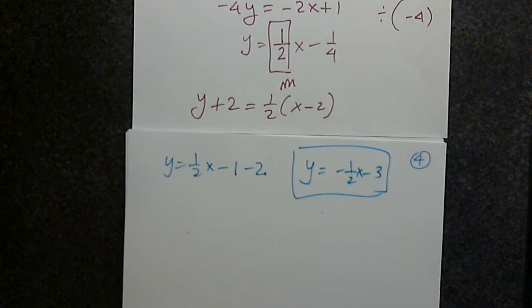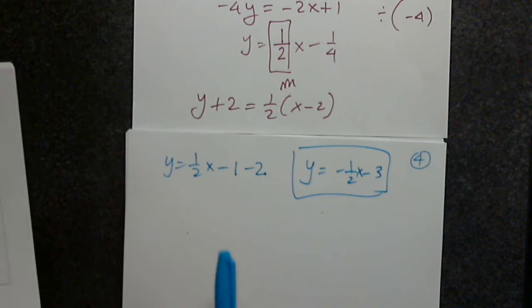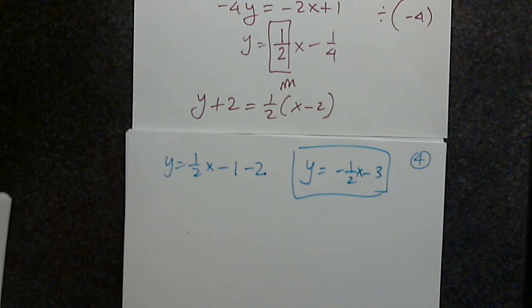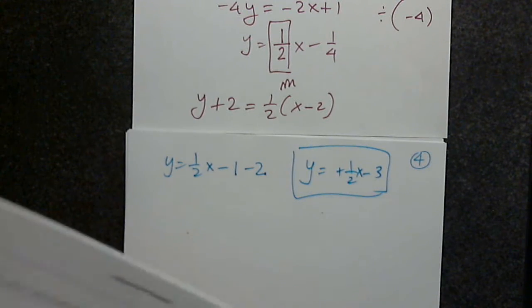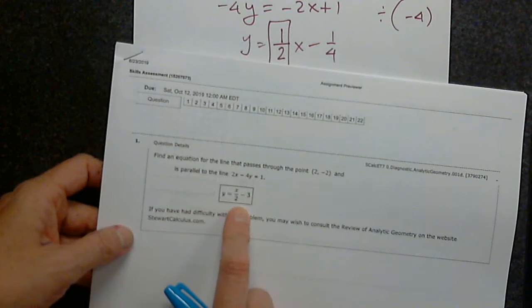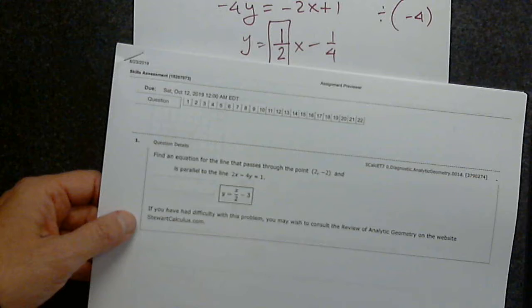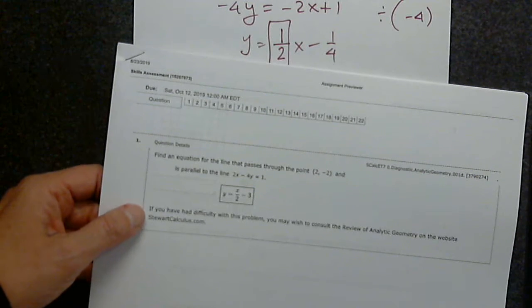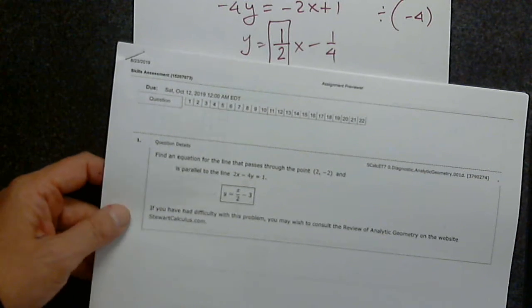Let's see what they get. Oh, I wrote minus, but it's positive. I'm sorry. How did that happen? y equals 1/2 x minus 3. Yeah, what did they get? The same thing. It's just written differently. Instead of x over 2, we have 1/2 x. Same thing.